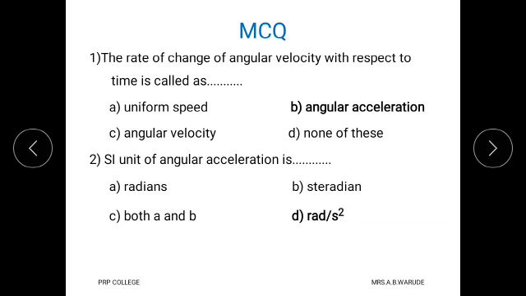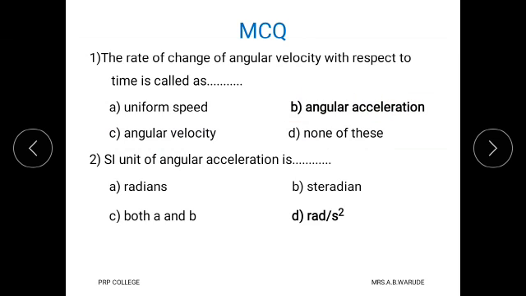Then we solve MCQs. The first question is: the rate of change of angular velocity with respect to time is called as. Option A is uniform speed. Option B is angular acceleration. Option C is angular velocity. And option D is none of these. As we know, the definition of angular acceleration is the rate of change of angular velocity with respect to time. Therefore, the correct option is B.